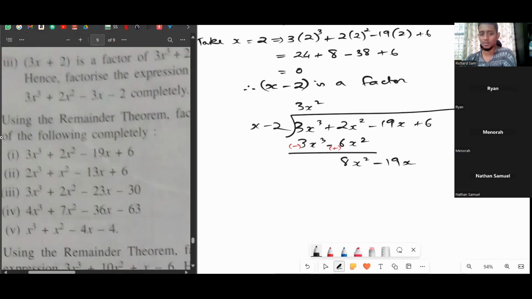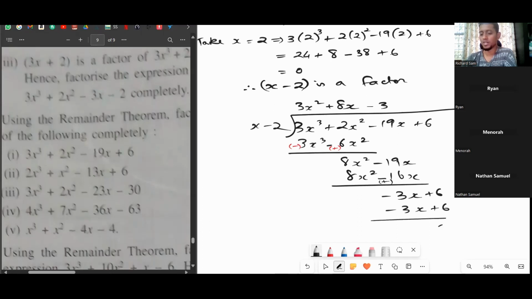So now again repeat the same steps. x into what will give you 8x square? Plus 8x, right? Will be 8x square. Next, minus 2 into 8x? Minus 16x. Again change the sign, make this plus. 19 plus 16? Minus 3x, right? Bring down the plus 6. Repeat the same thing. x into what is minus 3x? Minus 3 is minus 3x. Minus 2 into minus 3? Plus 6. When you subtract, you're getting 0.